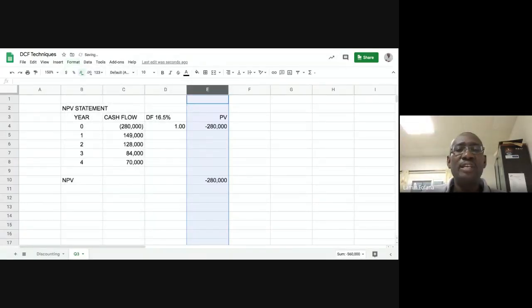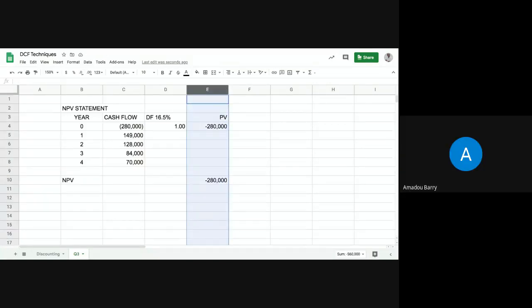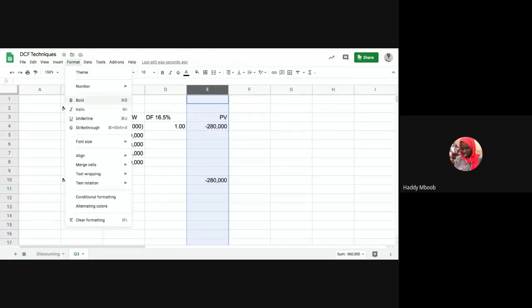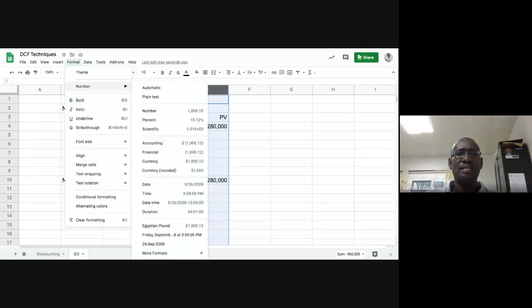Why is the discount factor for year 0 equal to 1? Who can tell me why? Because any number raised to the power 0 is 1. Okay, fine, that's true. And also, just to tell you, the initial outlay is always cash flow now. So cash flow now, there is no discounting. You can only discount future cash flows. But the cash flow that you're going to spend now, you cannot discount that because it's already now, isn't it?